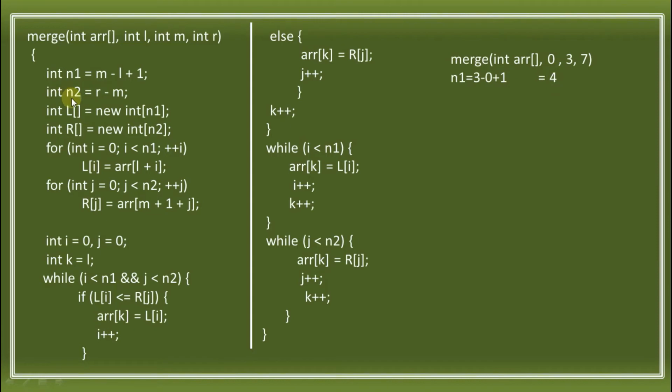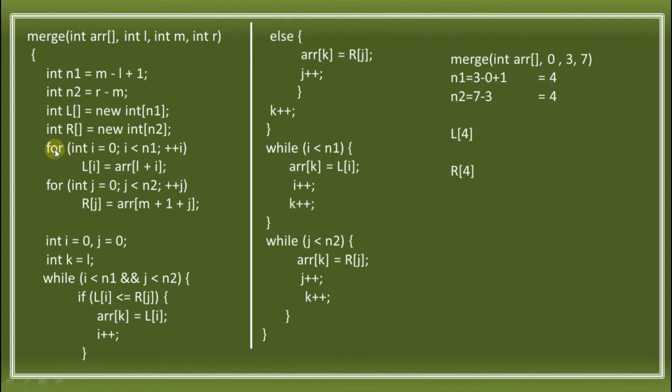The next, we have N2. So, yung N2 naman natin, minus lang daw natin yung R and M. So, we have 7 minus 3. The value of N2 is 4. And we're going to declare an array. Left array, meron siyang element, depende dun sa value ni N1. Right array, yung value naman ni N2. Okay, so meron tayong na-create na left array na may 4, right array na may 4.